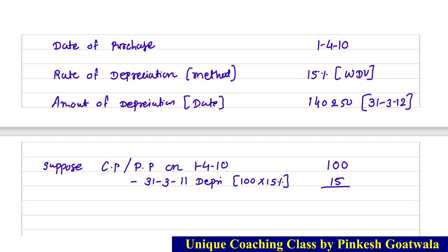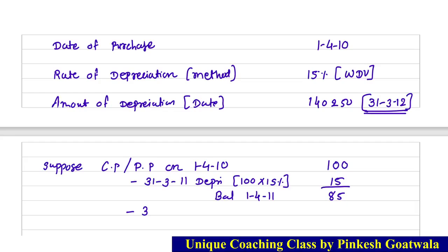You less this, you will get 85,000. It is the balance as on 31st March 11, or you can say 1st April 11. Both will work. Let's write 1st April 11. Next depreciation we calculate. Remember till which date we should calculate? Till the date of the amount of depreciation. Till that date we will calculate depreciation.